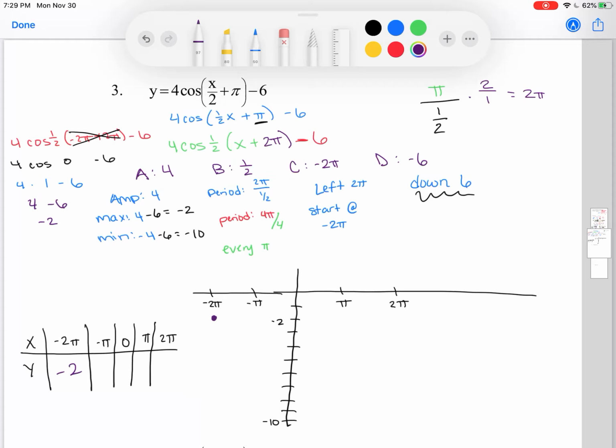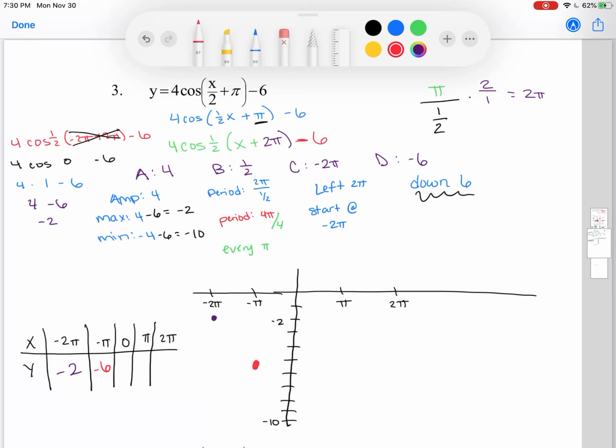At negative pi, if I plugged that in, negative pi plus 2 pi gives me positive pi. Positive pi times 1/2 gives me pi over 2. Cosine at pi over 2 is 0. 0 times 4 is 0. Minus 6 is -6. 3, 4, 5, 6 right here.